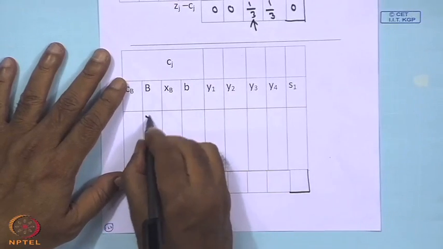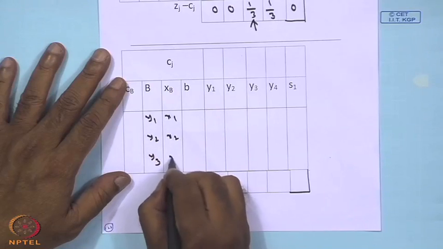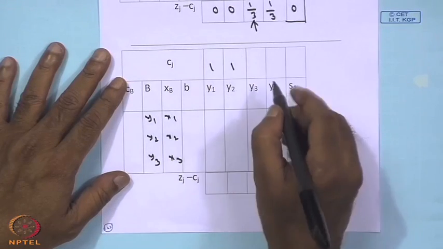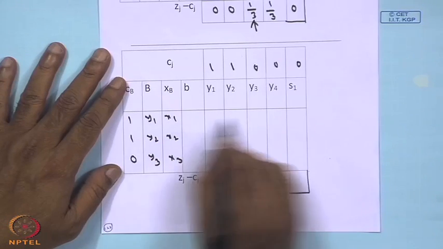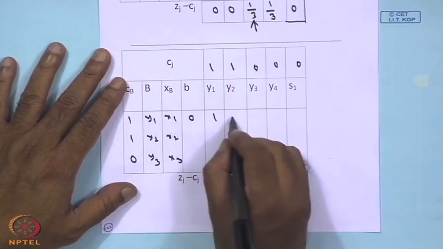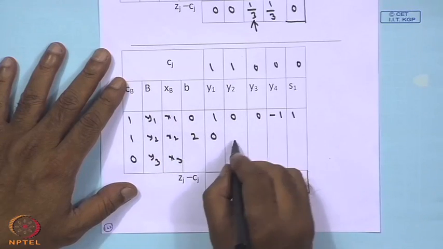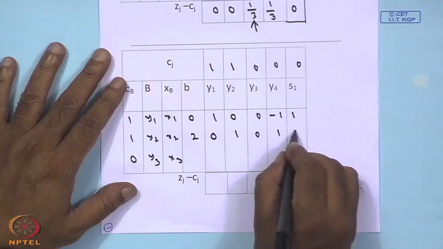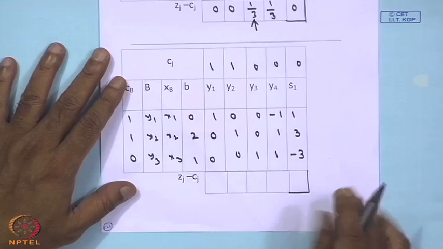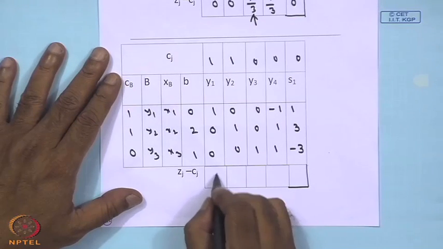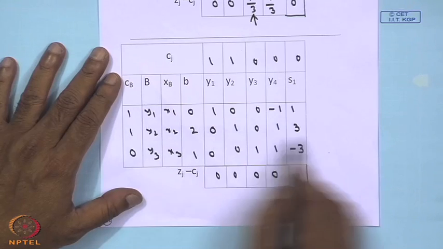So, here you are having now y1, y2 and y3, x1, x2 and x3. Cj values you are writing 1 1 0 0 and 0. This is 1 1 0. I am writing the solution directly: 0 1 0 0 minus 1 1, 2 0 1 0 1 and 3, 1 0 0 1 1 and minus 3. If you calculate the zj minus cj values, you will find 0 0 0 0, the last one will be 3 plus 1, 4.